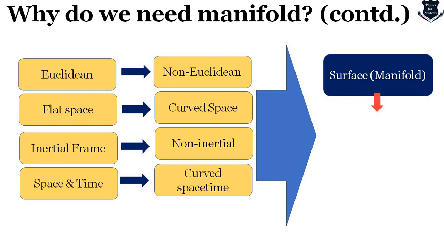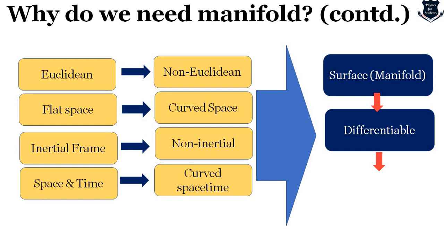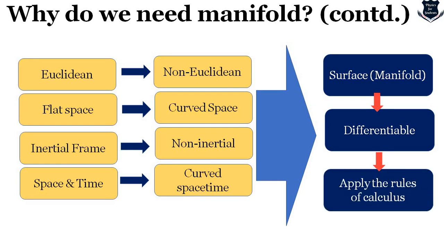We need a surface to do the calculation, which is called a manifold, and it should be differentiable so that we can apply the rules of calculus. This is the beautiful thing: a differentiable manifold gives tools to do that. It lets you create a measure of distance which allows you to calculate shortest paths between points, even if you don't have an ambient space.